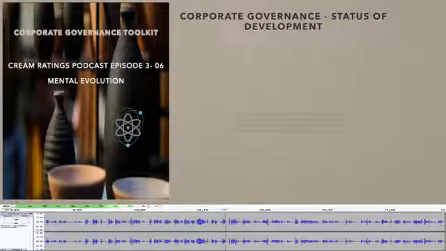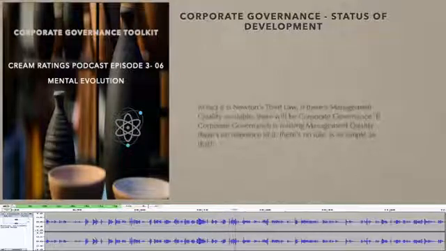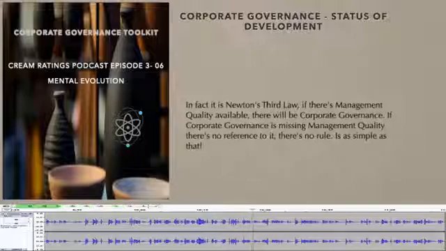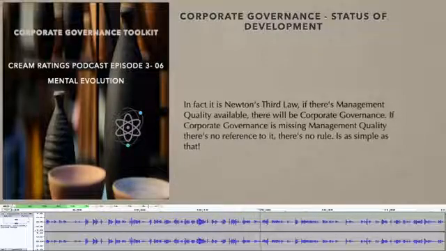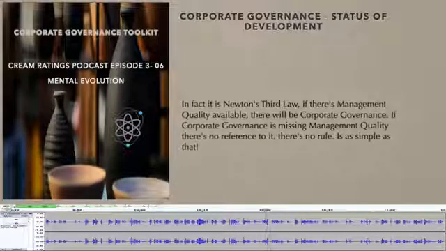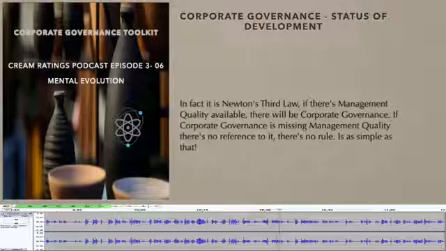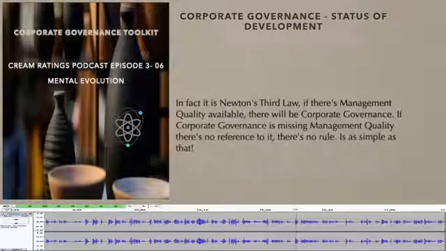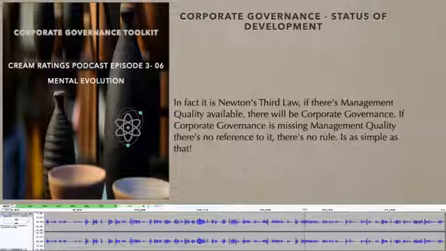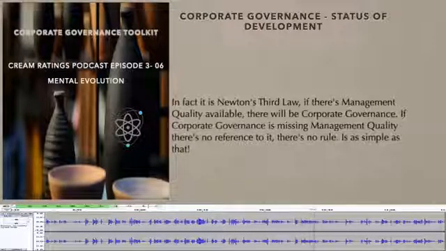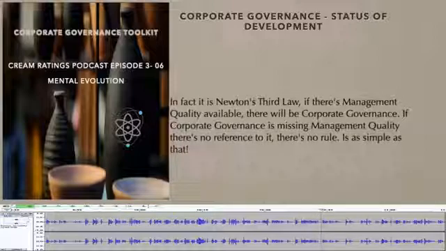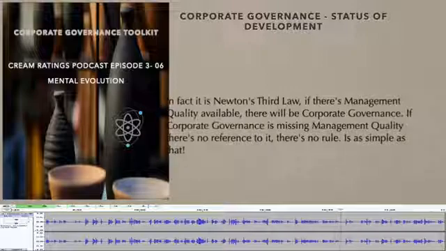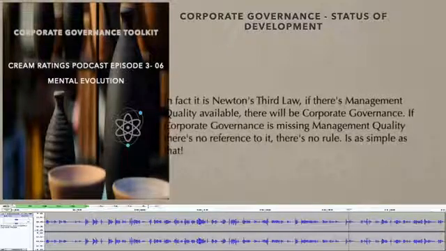It is in fact Newton's third law. If there is management quality available, there will be corporate governance. The corporate governance is missing. Management quality, there is no reference to it. There is no rule book. It is as simple as that. When we do that, that intuitive knowledge to an intellectual effort of egoistic discrimination, that is what I would like every green ratings certified professional to do.